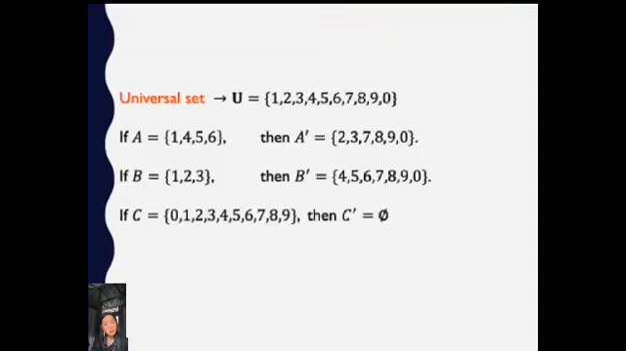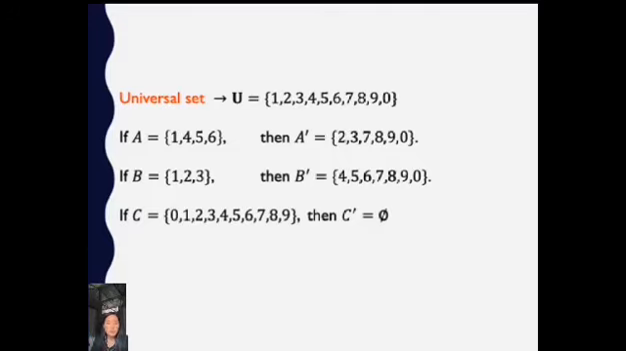For example, consider the universal set U, and set A contains 1, 4, 5, and 6. Then the complement of A, or A prime, are all the elements that are not included in set A but included in the universal set, which is 2, 3, 7, 8, 9, and 0.